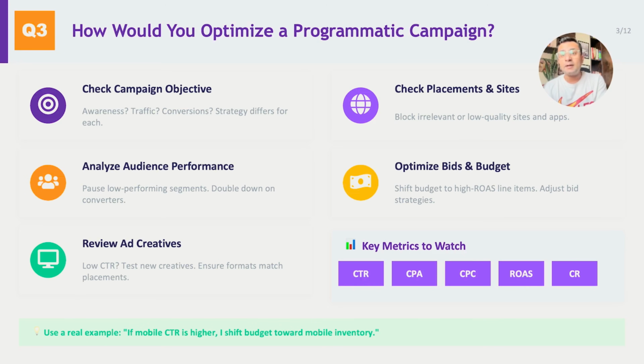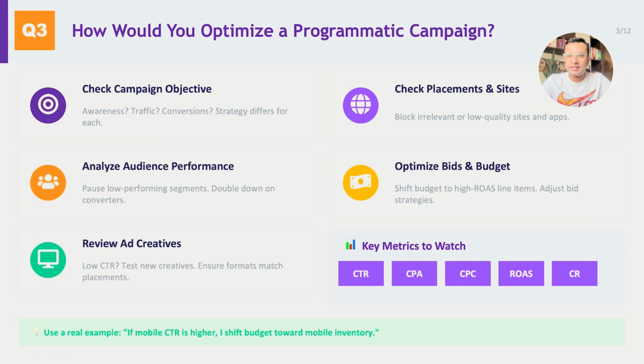And then finally I'm going to optimize bids and budget. I will shift my budgets to high return on ad spend line items. I will adjust my bid strategies to see if I am losing out on auctions. So that's how I am going to optimize a programmatic campaign. You can use a real example. If mobile CTR is higher, I will shift more of my budget towards mobile inventory. That's what the interviewer wants to hear, that you have a real example to give.